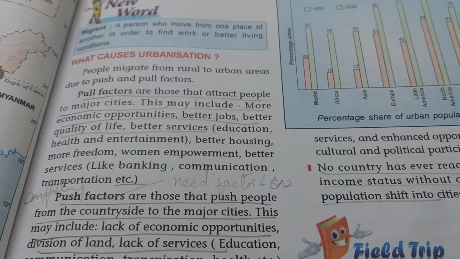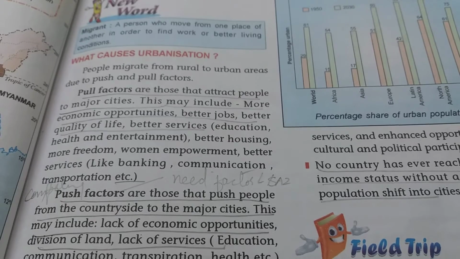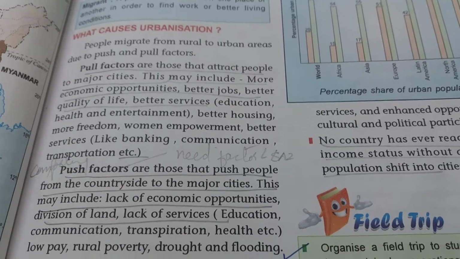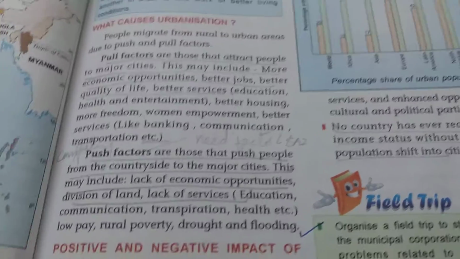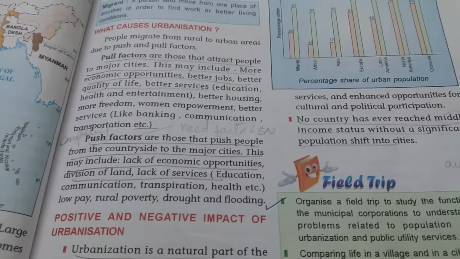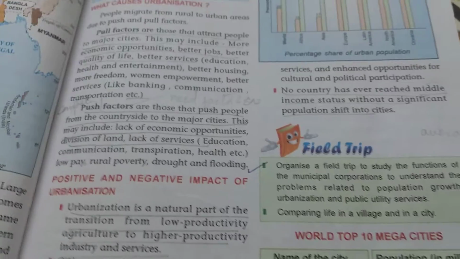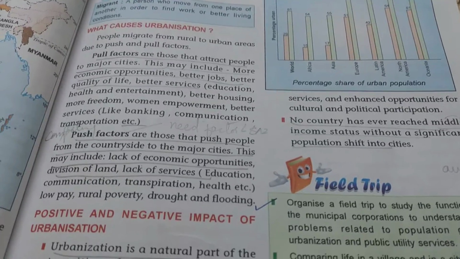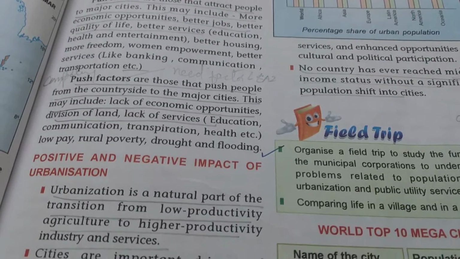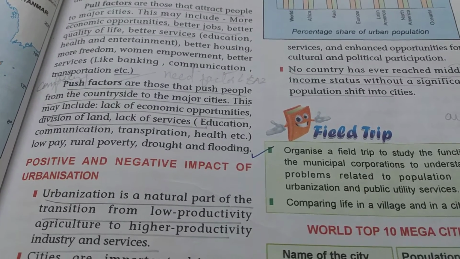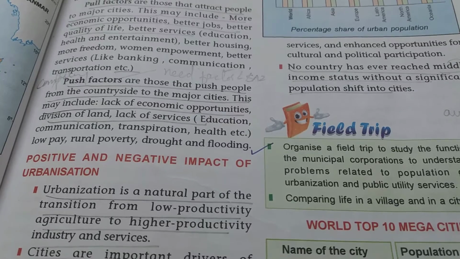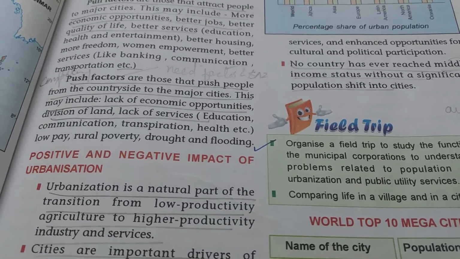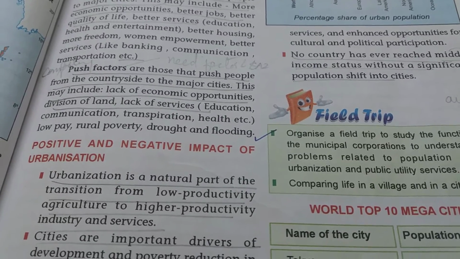Now, let us see what are pull factors. Pull factors are those factors which attract the people to the cities. They are the factors which attract, and people very happily go and settle in the big cities. This may include more economic opportunities, better jobs, better quality of life, better services, that is education, health, and entertainment.